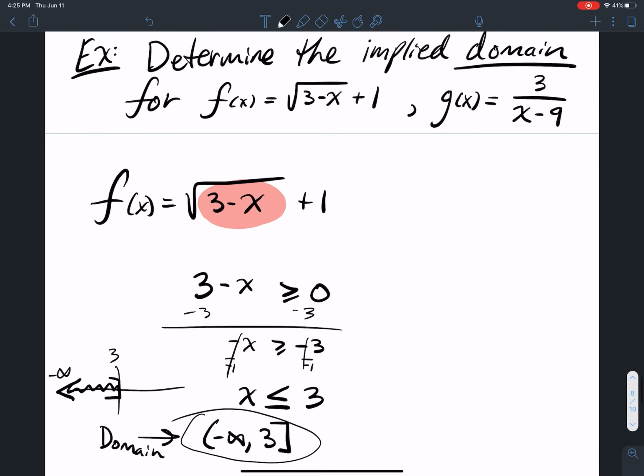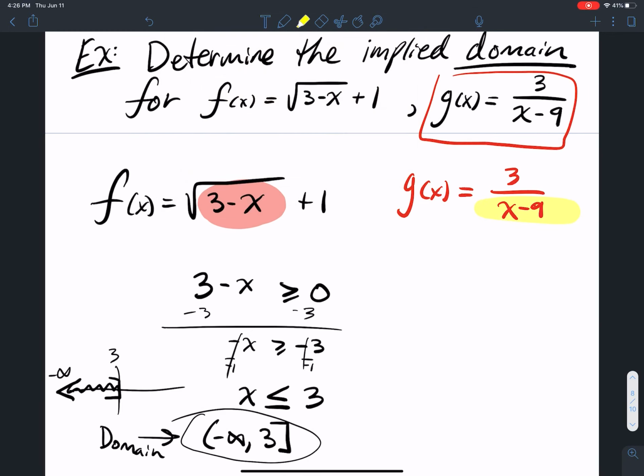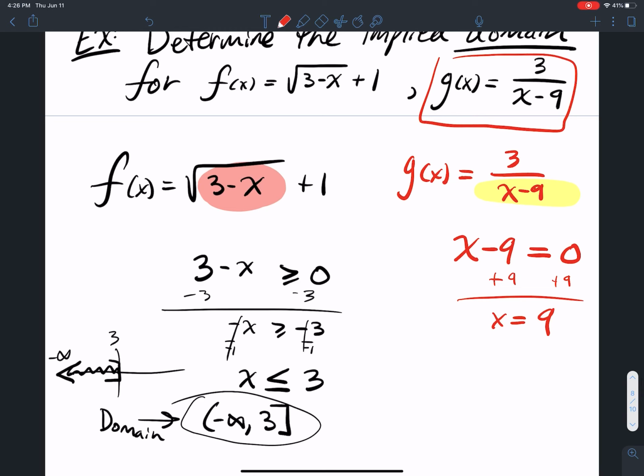Okay? And the next one, g of x equals 3 over x minus 9. What would be bad here is if I divide by 0. So what I'm going to do is take x minus 9 and set it equal to 0. Solve for x, add 9 to both sides. X cannot be 9, okay? So x can't be 9 here. That's the one value. If I plug it in, I'll be dividing by 0. If I plug in g of 9, I get 3 divided by 0, which is undefined, okay?